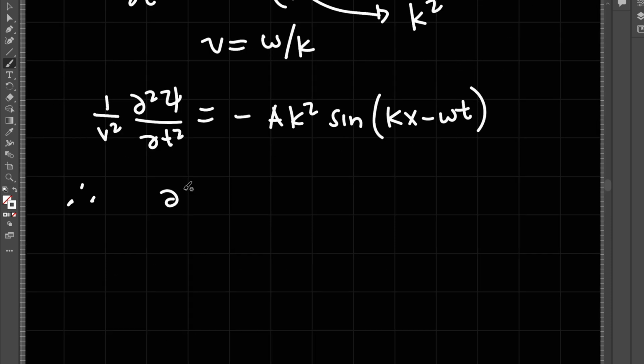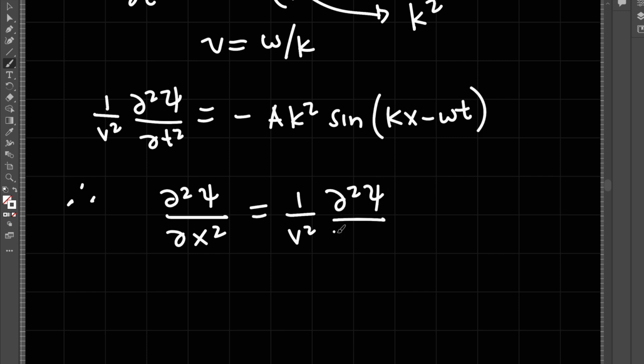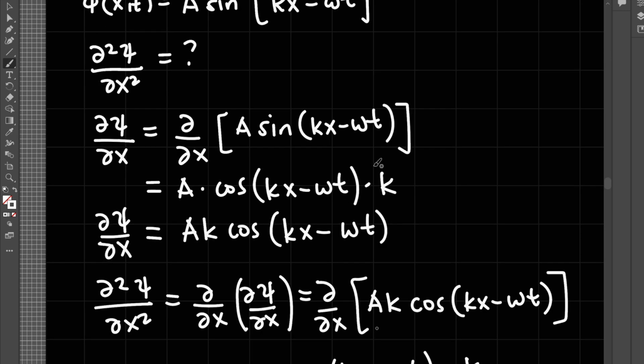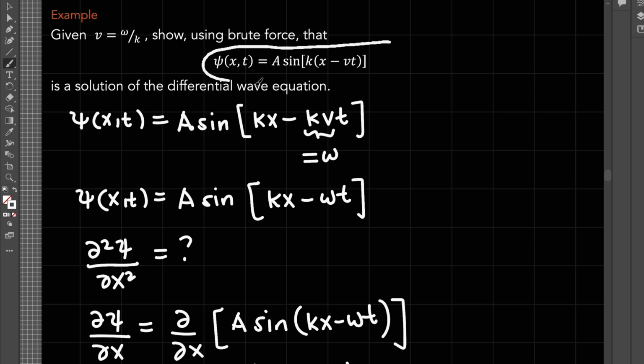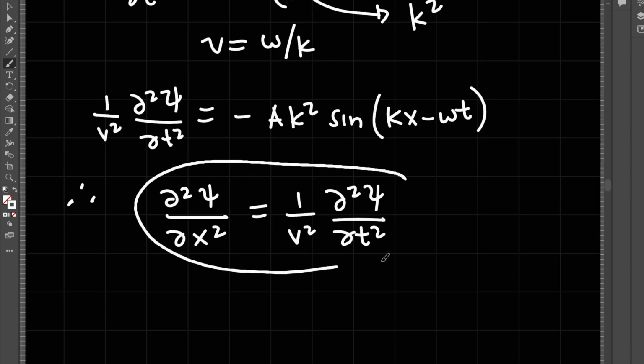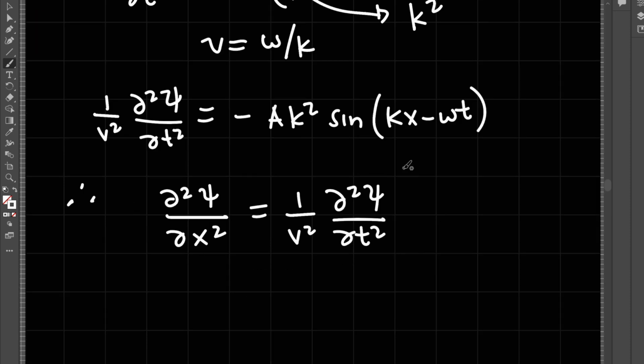Therefore, the second order partial of psi with respect to x is equal to 1 over v squared times the second order partial of psi with respect to time. And this tells us that this equation is a solution to the differential wave equation.